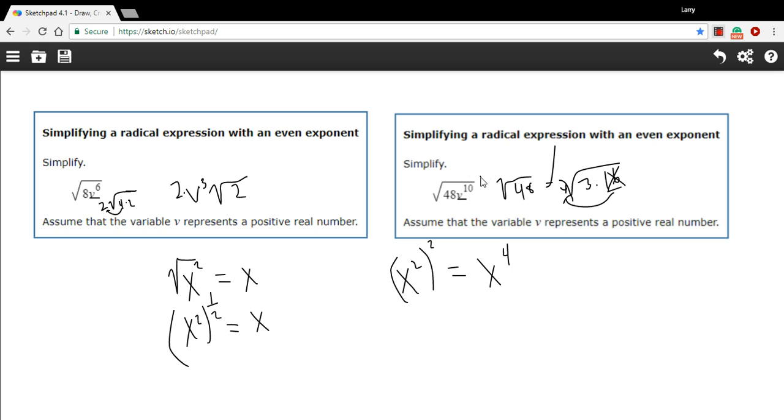And then we have this v to the 10th. The square root of v to the 10th, we're just going to divide that power by 2, and we've got v to the 5th. So we're going to have the 4, which was outside here, the v to the 5th outside the radical sign, and what's left inside is just 3. So that is a little bit of work simplifying some radical expressions.